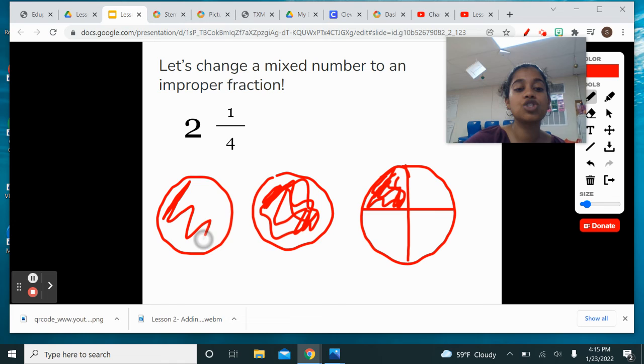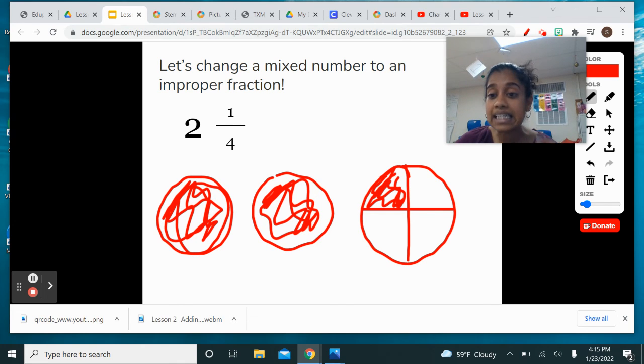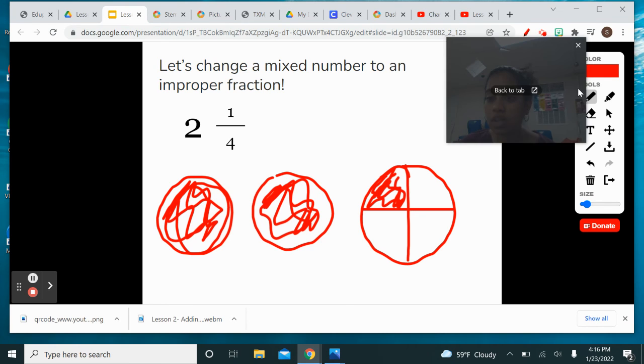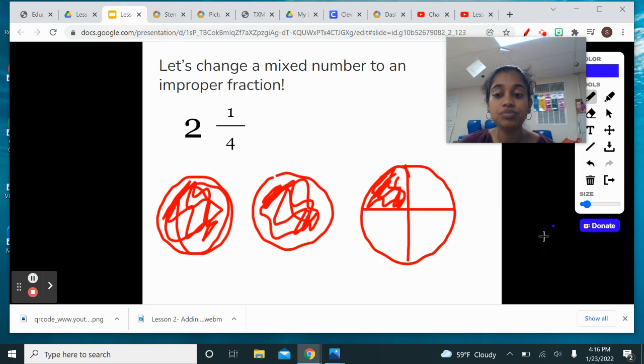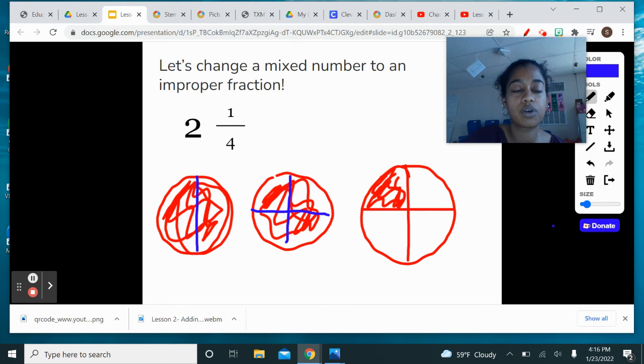Now, I want to change this to an improper fraction. And I know with fractions, all of my pieces need to be cut. All my wholes need to be cut into equal pieces. So let me change the color really quickly. Let's do this to blue. Okay, so I know that I have 1/4. So my wholes need to be cut into fourths because that's the definition of fractions. Everything has to be equal. So I'm going to take my 2 wholes. I'm going to cut them into fourths. So I'm going to cut that into fourths, and I'm going to cut this into fourths, right?